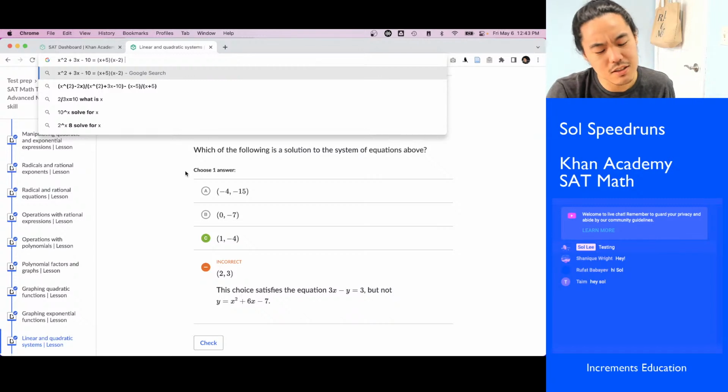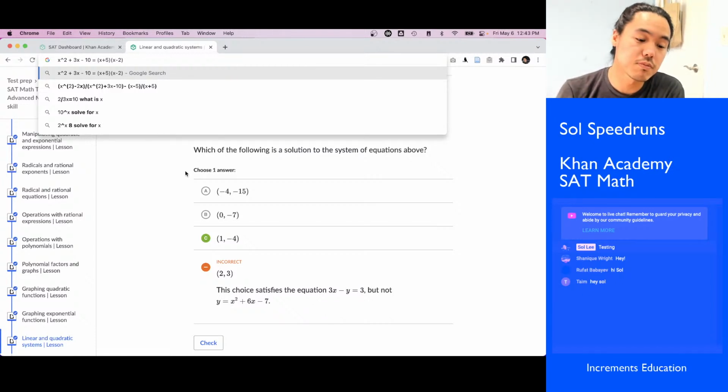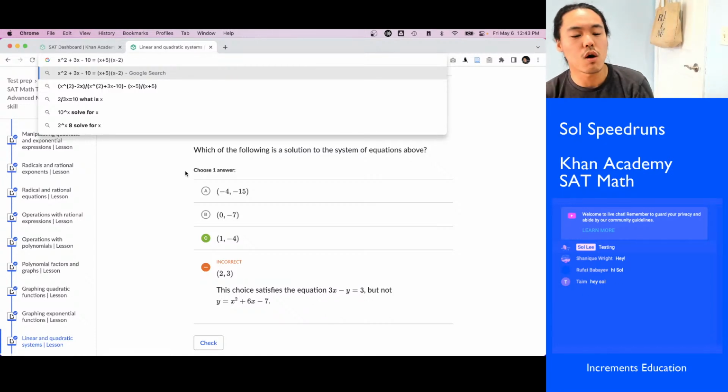Oh, sorry. And yeah, I went for D, which is conceptually wrong, because x plus 5 times x minus 2 is all that's giving me is the x-intercept, which is silly. It doesn't give me the intersection. So the factored form just gives me the x-intercept. I need to remember this. It doesn't necessarily give me the intersection of the two.